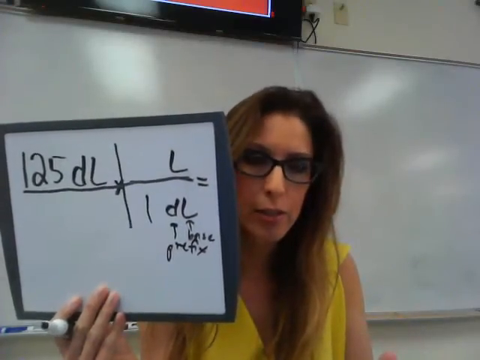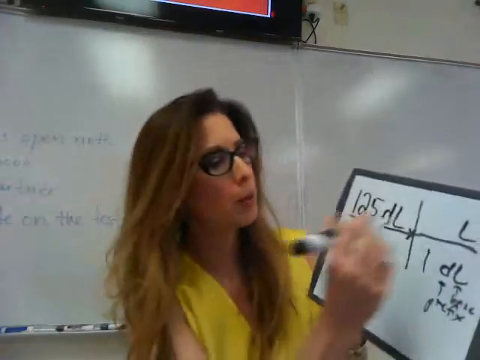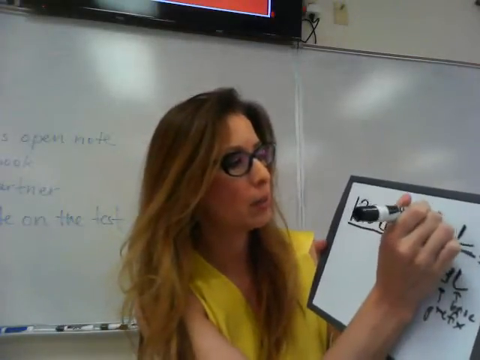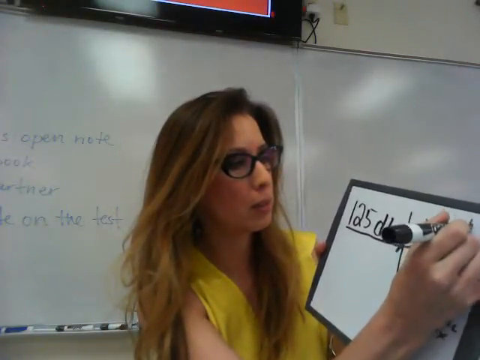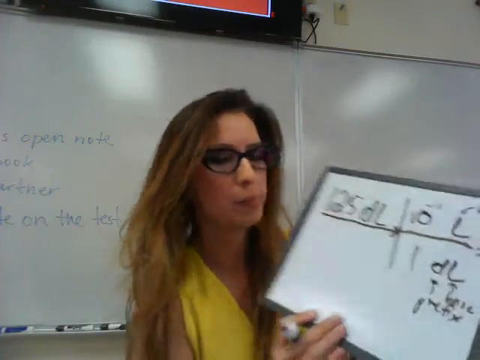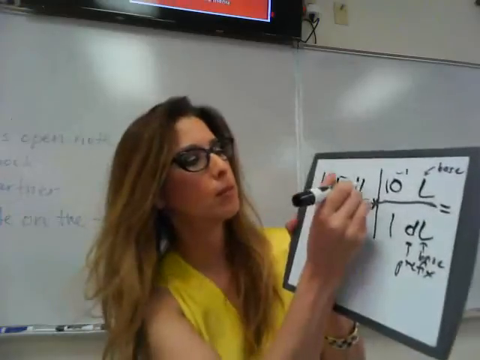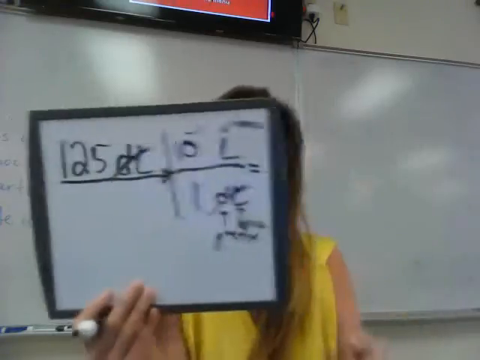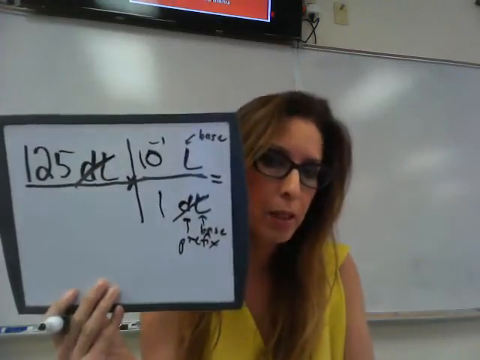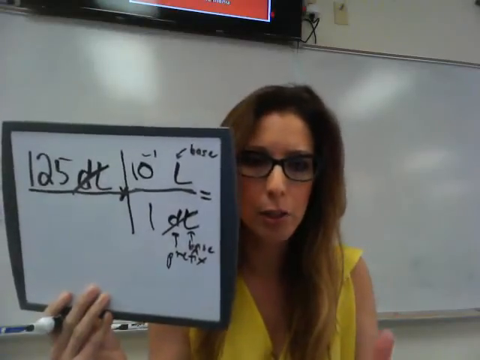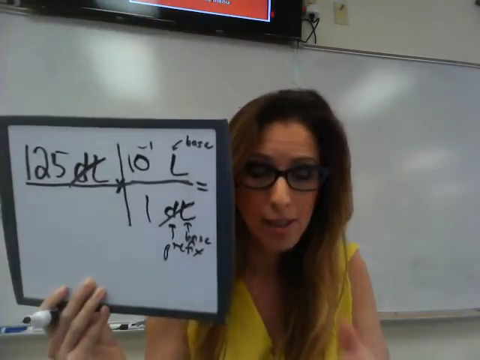Deci is 10 to the negative 1. So we put it up on top next to the base unit, and deciliters is going to cancel out. And that's how we convert to liters. When your power of 10 is on the top, you're multiplying. You need to remember that.